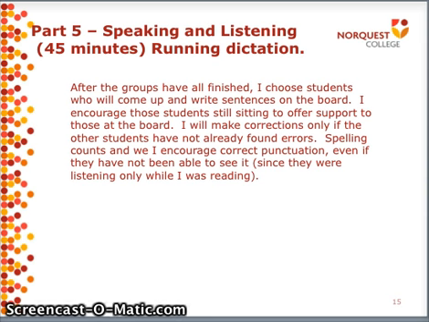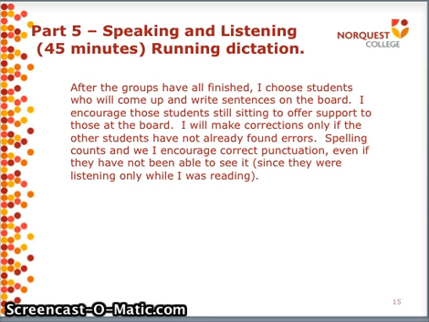After the groups have all finished the 10 sentences, I go back into the room and then I choose students who are going to come up and write the sentences on the board. As I mentioned, it's important that I see that they have made a good effort with their spelling. It's important that they are able to have fun with the activity, but it's also important that they get it right in terms of spelling and in terms of punctuation.